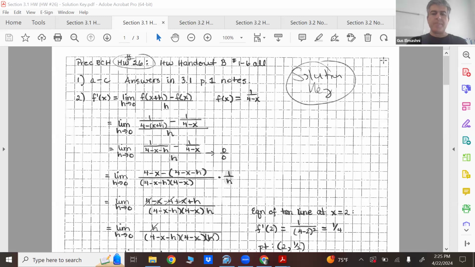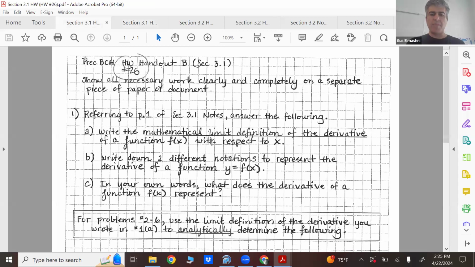So for number 1 of the homework, it says write the mathematical limit definition of the derivative. You know what's going on there. Write down 2 different notations that represent the derivative. Fine, that's just copying from the notes, so I'm not too worried about that.